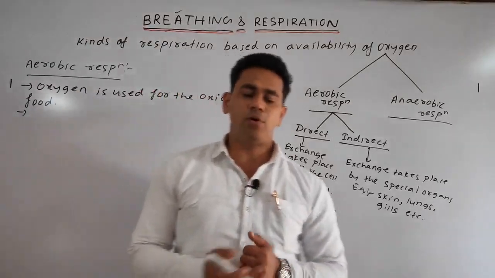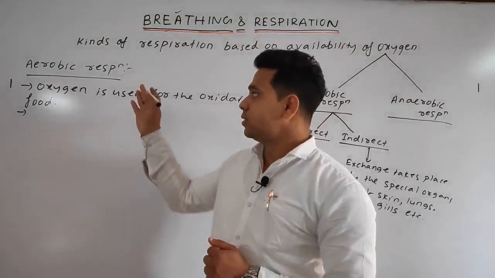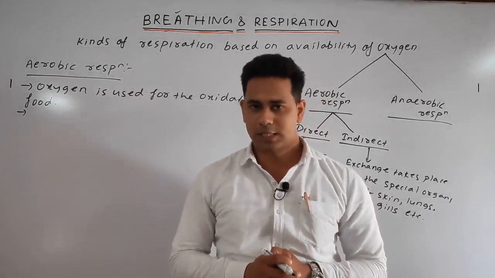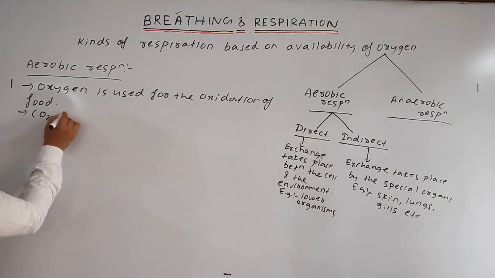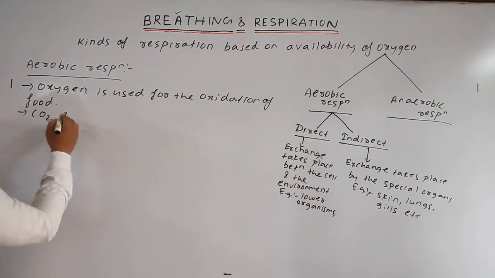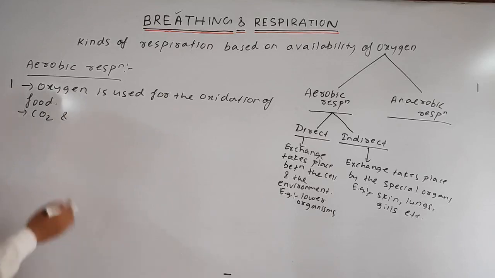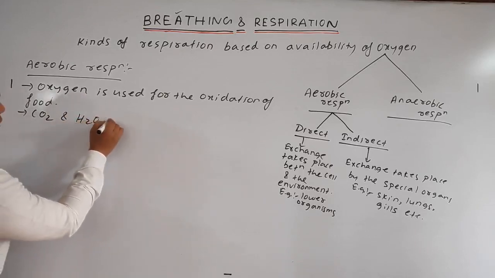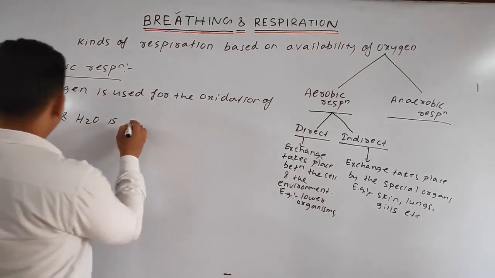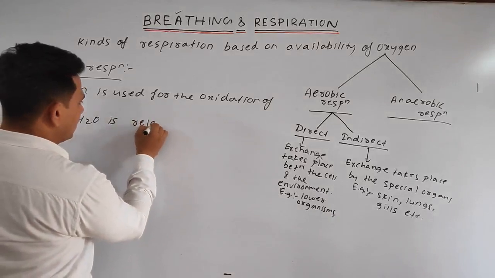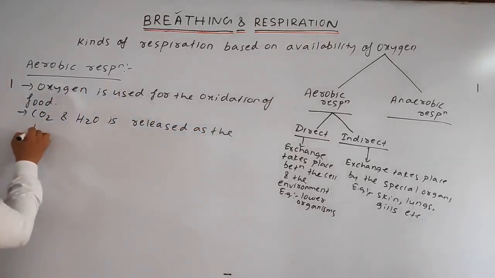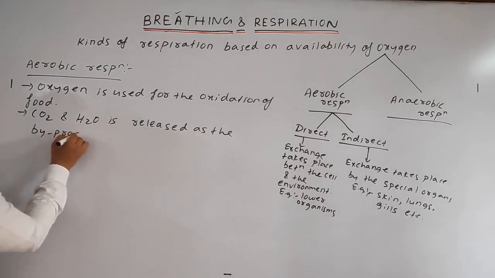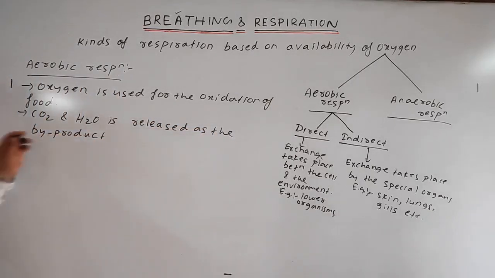What are the various byproducts that we find in the case of aerobic respiration? Yes, CO2 and H2O. CO2 means carbon dioxide. CO2 and H2O are released as the byproduct, or we can say CO2 and H2O are simply the byproduct.